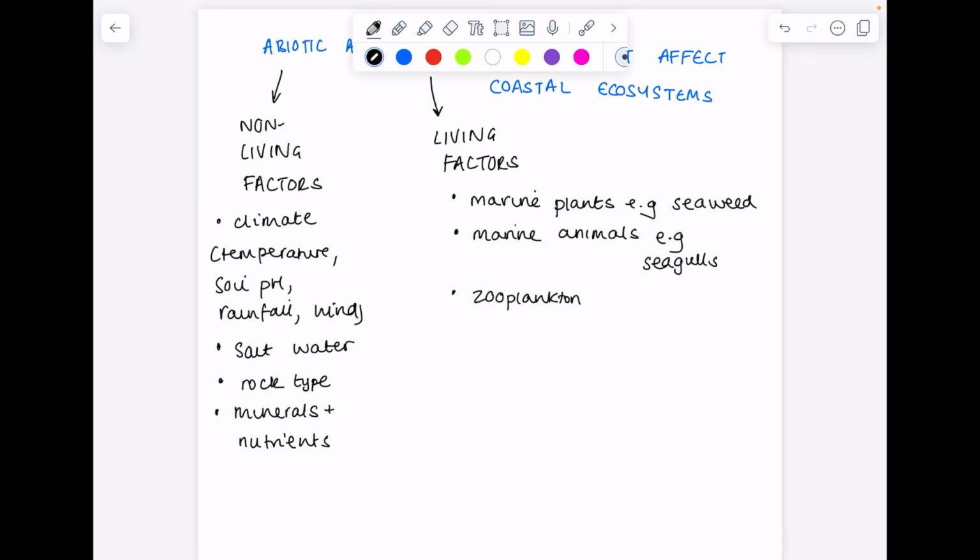Be prepared to talk about specific coastal ecosystems. So for example, if they ask about sand dunes, your living factors would include that marram grass. It could include any organisms which cause disease to that marram grass. It could include animals burrowing inside the sand dune. The non-living factors would definitely include climate, so temperature, soil pH, rainfall, wind.